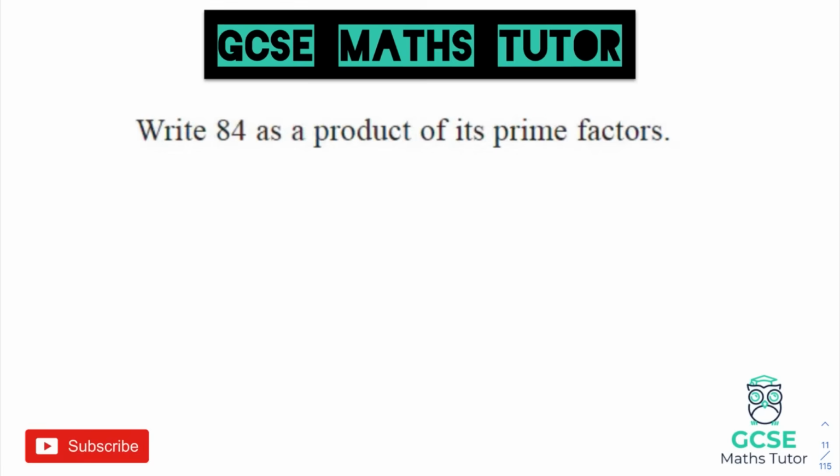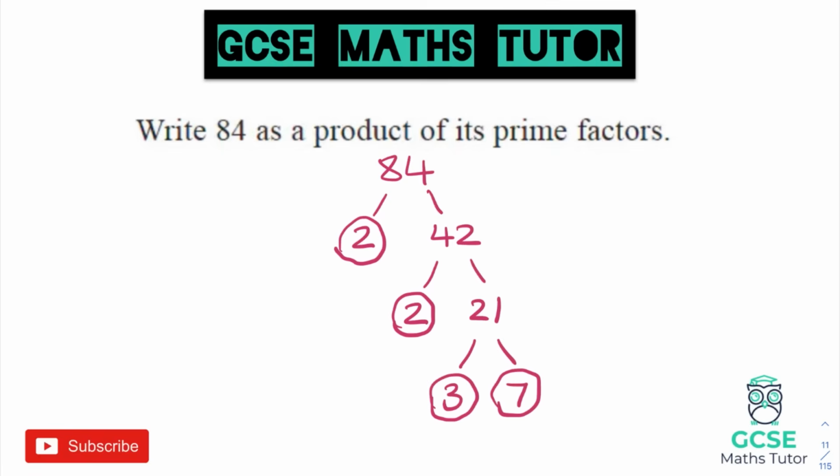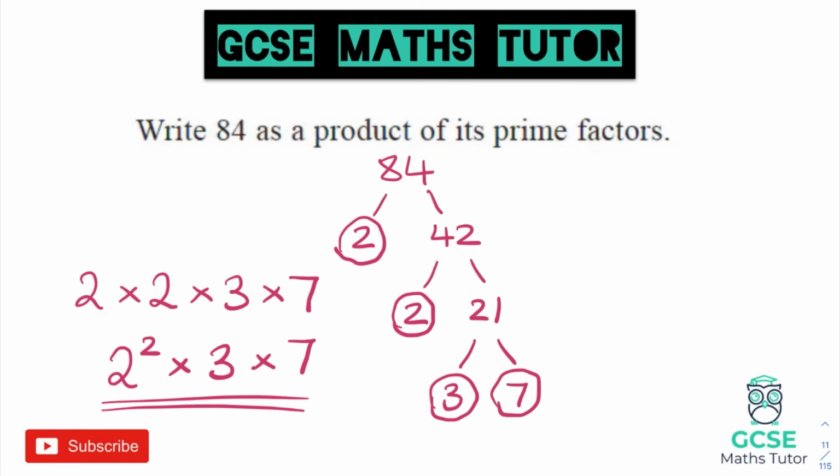For product of prime factors, you can draw yourself a prime factor tree, so 2 numbers that times to make 84. They can be any 2 numbers. I've gone for 2 and 42. If it's prime, circle it. If not, keep going until you get to all your prime numbers. Now put a times sign between all of those numbers, and if you want, you can then include powers with your answer, although you don't necessarily need to unless it says to write it in index form.